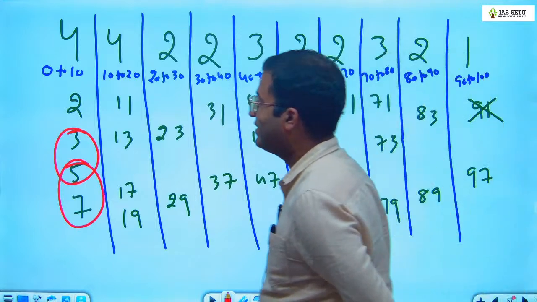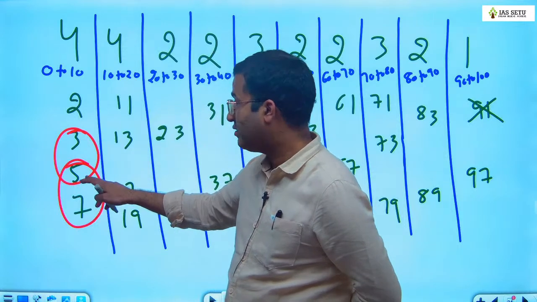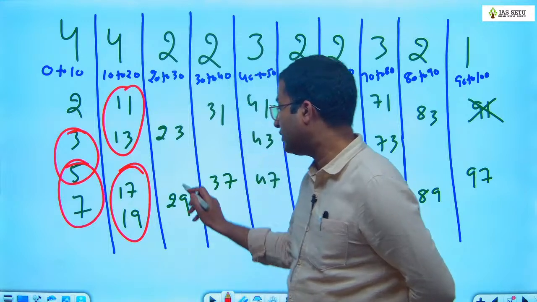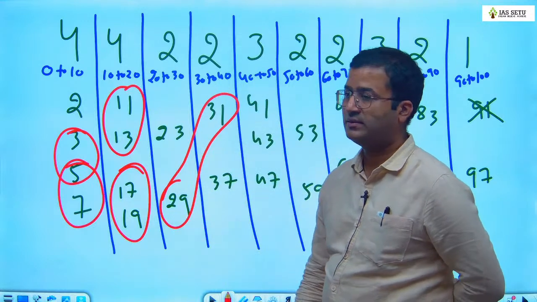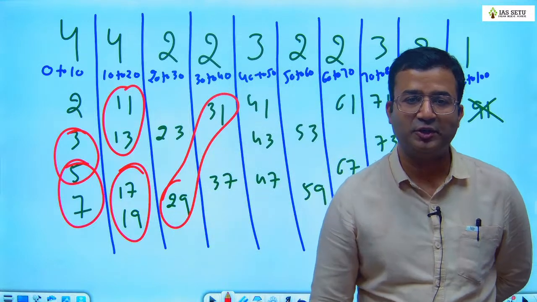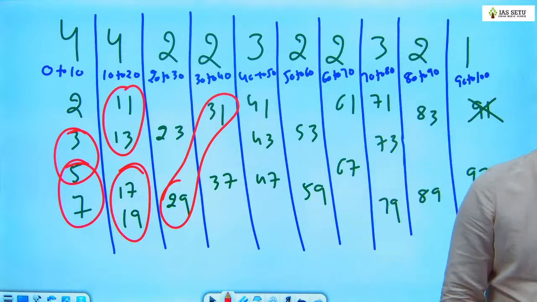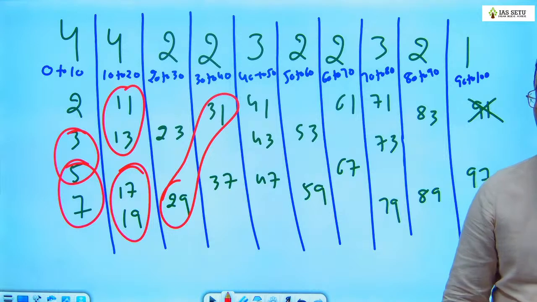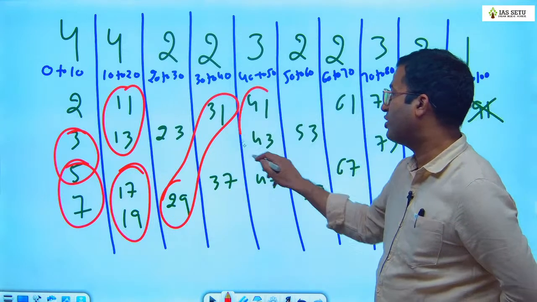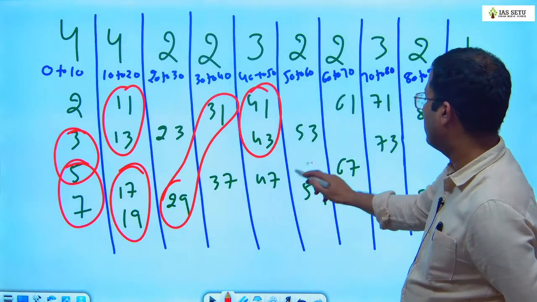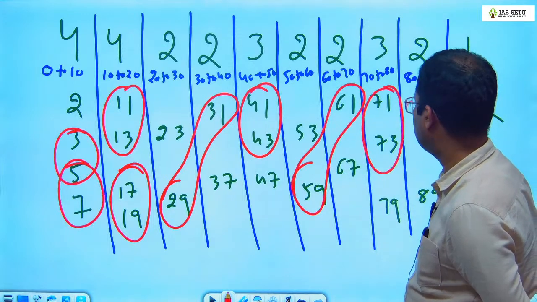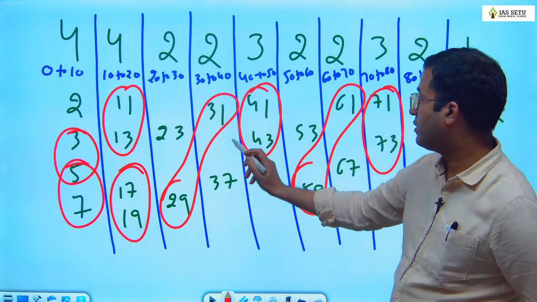See how it is: 3 and 5, 5 and 7, 11 and 13, 17 and 19, 29 and 31, are they twin primes or not? 41 and 43, 59 and 61, 71 and 73. One, two, three, four, five.